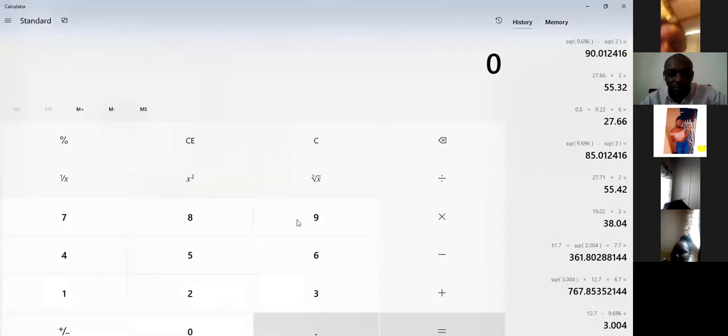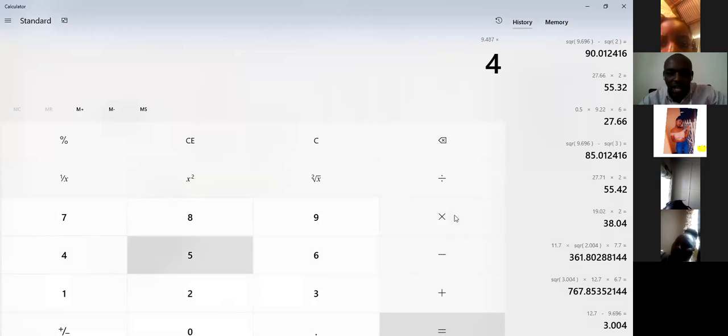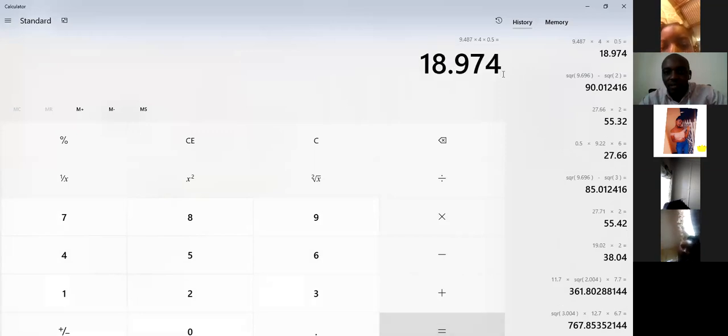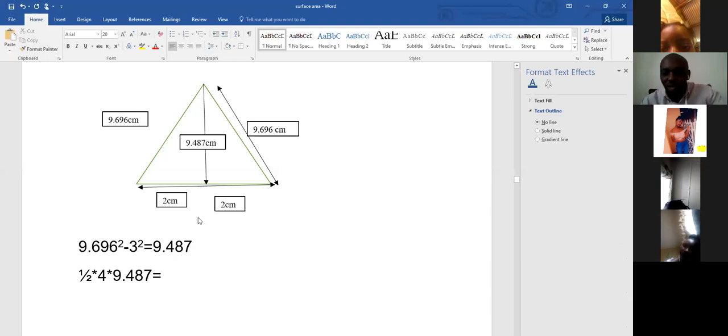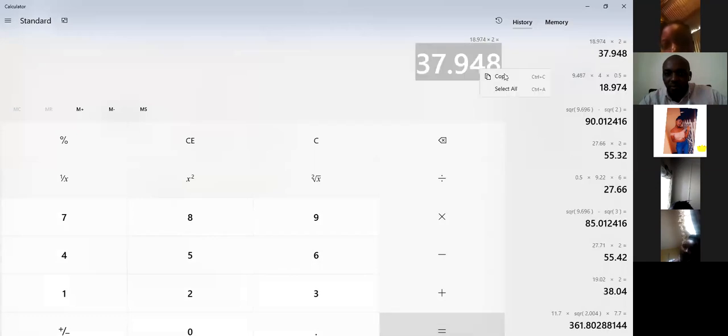9.487 times 4 times a half. A half is 0.5. And the answer is 18 point, this, copy. Now this is one triangle, so I multiply by 2. So I come back here and then I multiply by 2. This one, the answer I multiply by 2. And the answer is going to be 37. Copy.